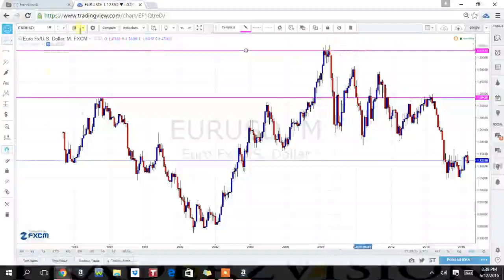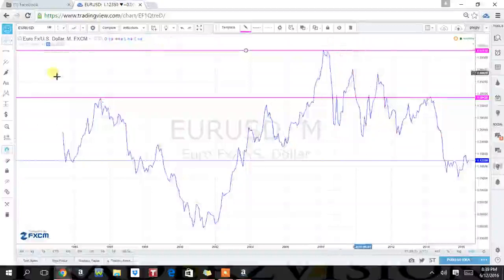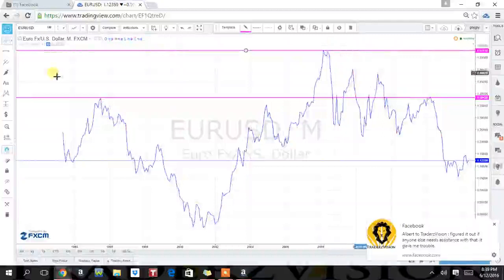Let's see. Let's go back to the line chart. Go to pick the horizontal line again. Let me see real quick.